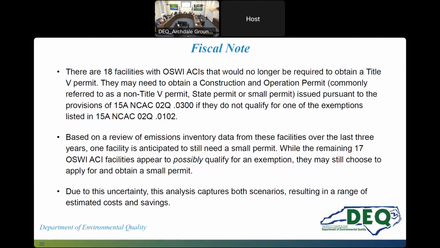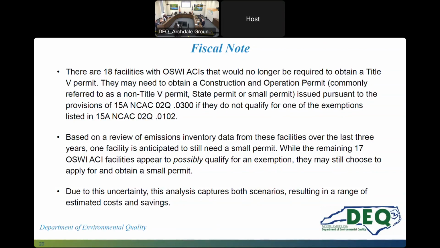So based on a review of emissions inventory data from these facilities over the last 3 years, only one facility is anticipated to still need a small permit. While the remaining 17 OSWI ACI facilities appear to possibly qualify for an exemption, they may still choose to apply for and obtain a small permit.